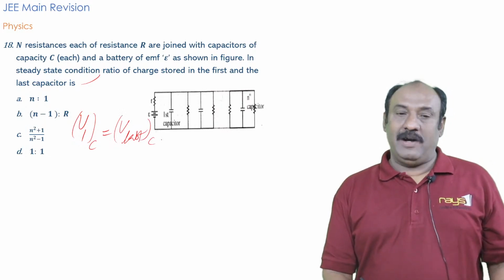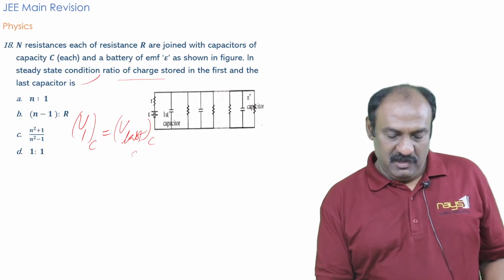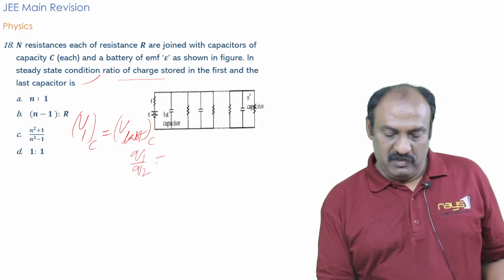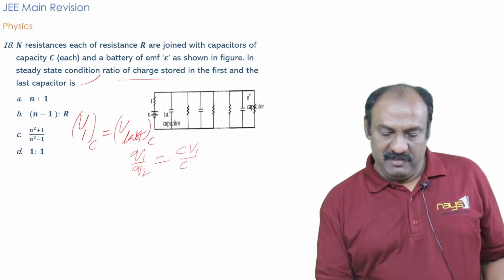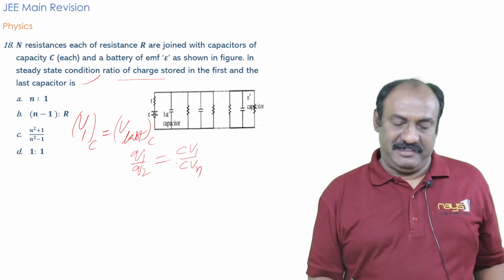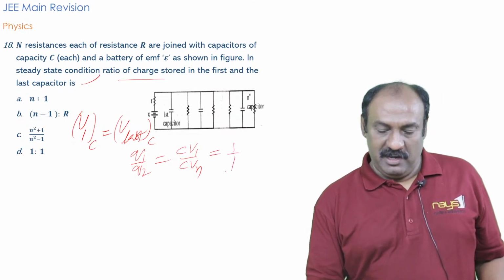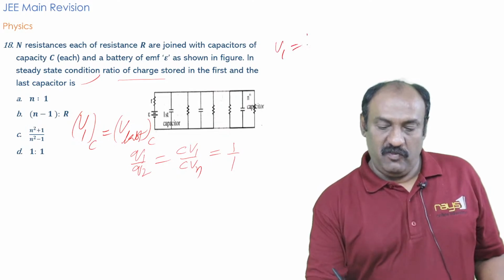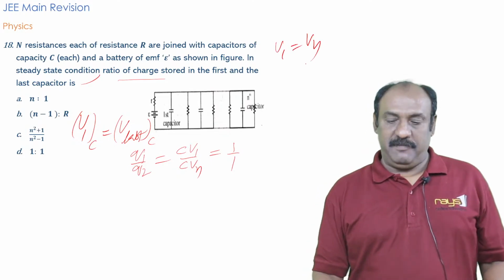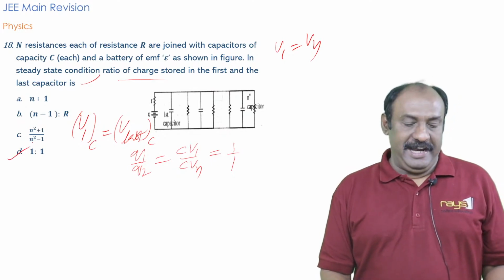So what do we want here? The ratio of the charges, and the capacitance values are the same. So Q1 by Qn is equal to CV1 by CVn, the last one. C gets cancelled, as all are having the same capacitance. V1 equals Vn, therefore the answer is 1:1 for question number 18.